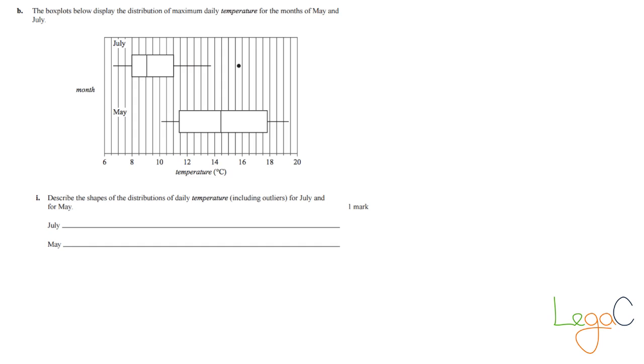In part B of this question, we are given 2 box plots that display the distribution of maximum daily temperature for the months of May and July. In part I, we are asked to describe the shapes of the distributions of daily temperature, including outliers, for July and May. This question is worth 1 mark, which is going to be an answer mark for the correct answer.